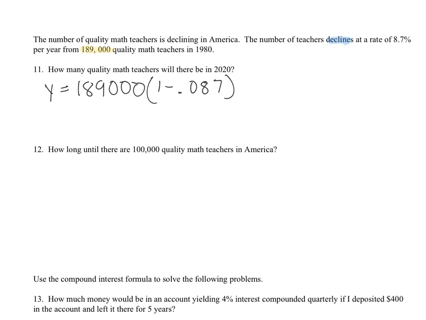And then our exponent is going to be the time. So in this case, we're talking about the amount of time that's passed from 1980 to 2020, which is 40 years. So now I can evaluate this in a calculator. And we're going to get 4,957.8. But since we're talking about people, we can't have a decimal amount of people, so we want to round it to the nearest whole number, which is going to give us 4,958 teachers.